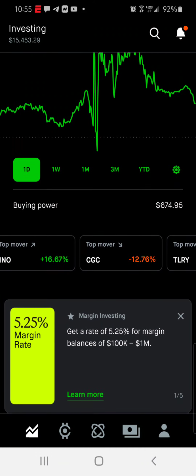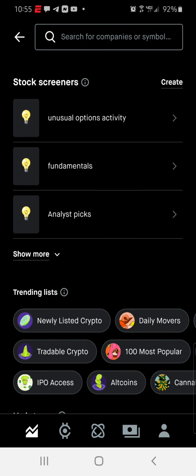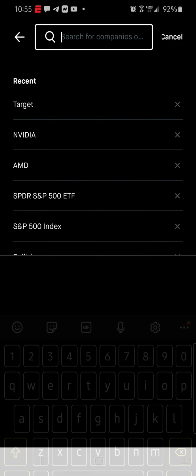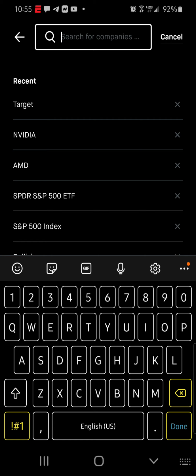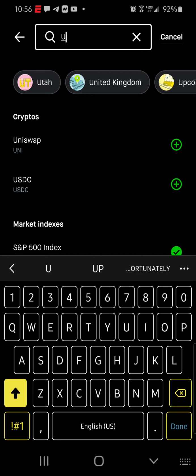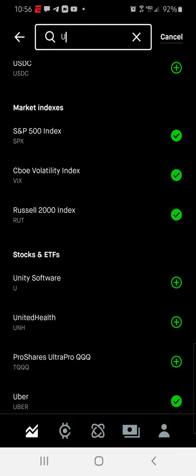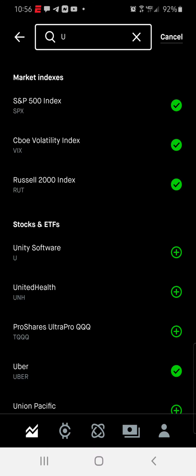But let me show you how to do this. So you go to this little symbol, the magnifying glass, and I said look for that Apple. We're going to look for that Unity, right? That first one I showed you. You're just going to type in U. And you just look down. Okay, there it is. It goes stocks and ETFs, that U. It's Unity Software, right?